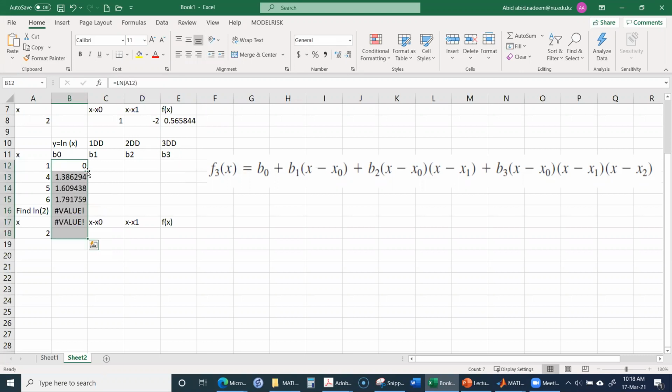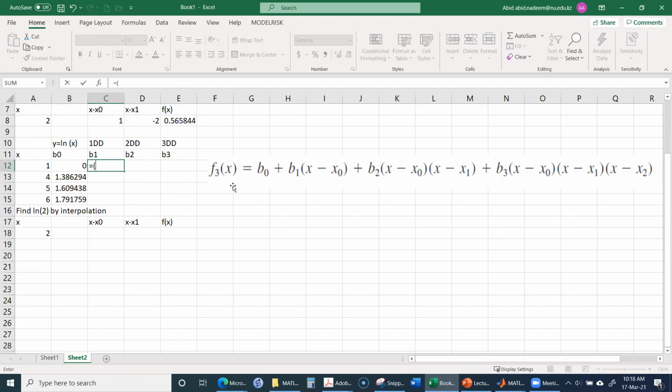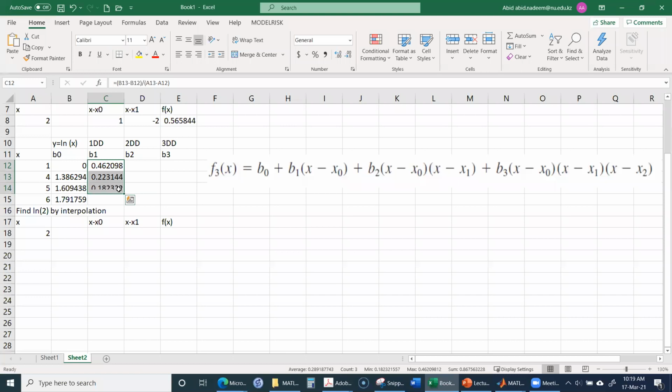And here we can calculate it like this. Maybe we can drag it up to here. Okay, so the first divided difference is now this value minus this value, divided by this value minus x naught. So once we calculate it, it is an advantage to us that we can just drag it down to calculate all the other values.